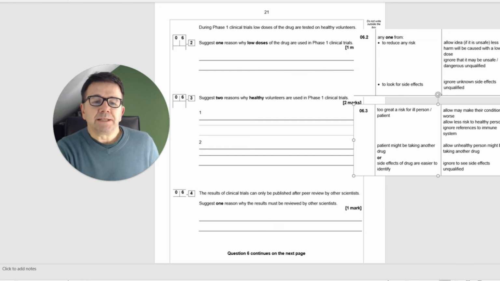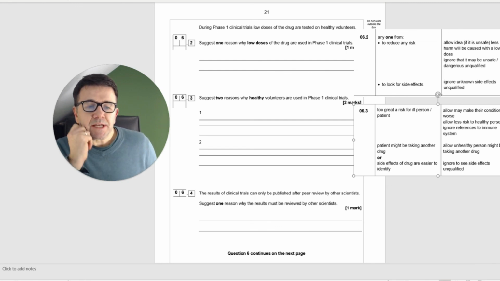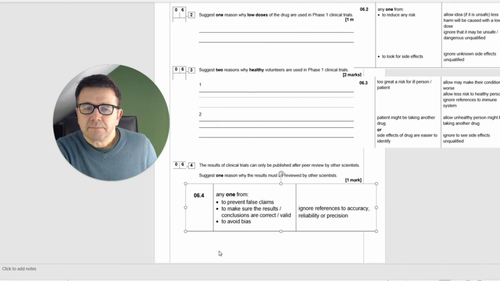6.4, the result of clinical trials can only be published after peer review by other scientists. Suggest 1 reason why the results must be reviewed by other scientists. And really they're looking for key things like it's to prevent false claims, it's to make sure the results are not biased, okay, to avoid bias, to check that the conclusions are correct or valid.